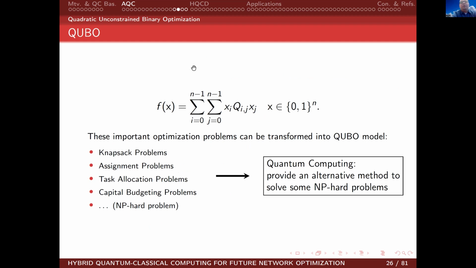So for the quadratic unconstrained binary optimization model, here we consider an optimization problem without any constraints, but our objective function has quadratic terms. And x here represents the binary decision variable, 0 or 1. Choose it or discard it.